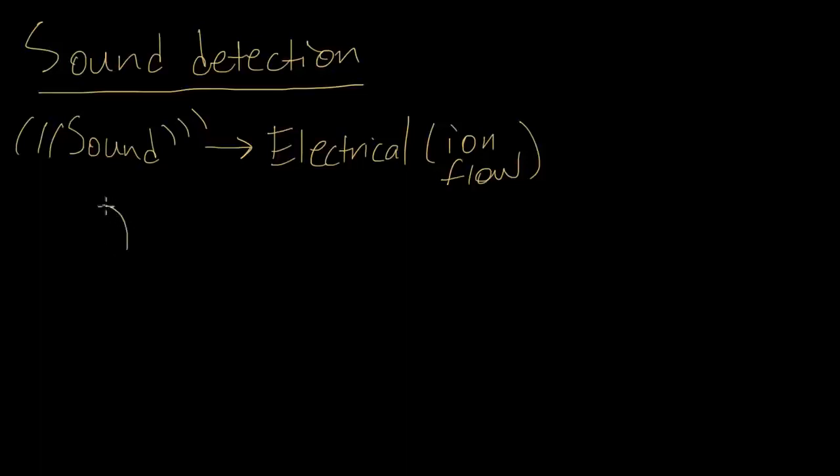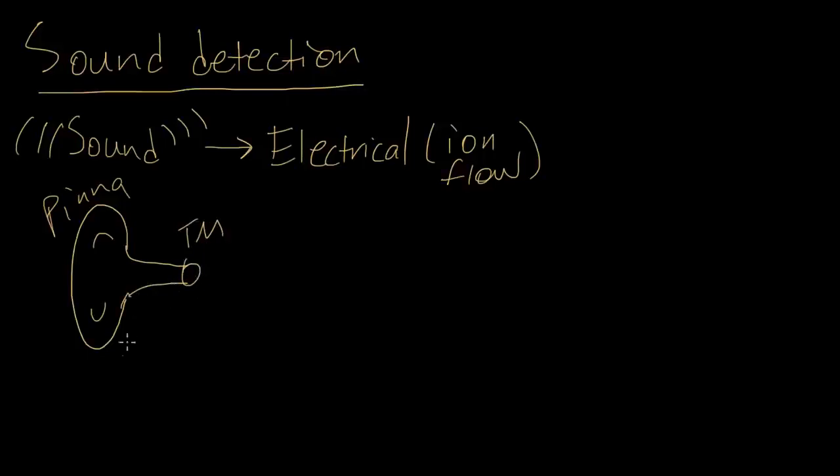So first, to understand that, we have to know the anatomy of the ear. So here's our external ear called the pinna. And the pinna continues on as the external auditory canal and ends in the tympanic membrane. And this area of the ear is called the external ear.